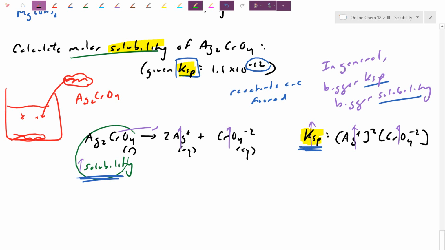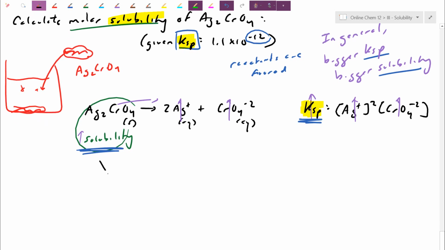Let's keep tossing it in until the precipitate is formed. So it's just left over there. I don't know how much I tossed in. Let's put in an X. Because I started off with the solid, the ion concentrations that break off from this X have to follow the mole ratio. So if I manage to dissolve X moles per liter, I'm going to get 2X of silver, and I'm going to get X of chromate.